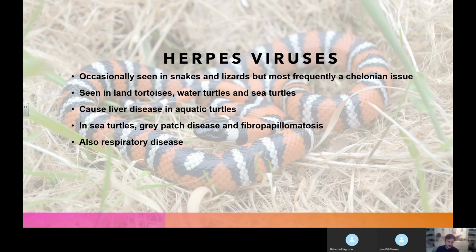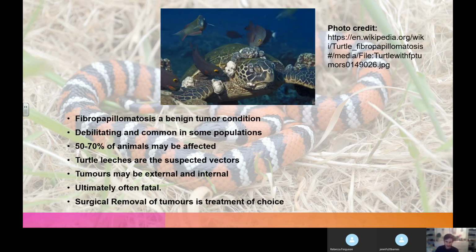And herpesviruses commonly cause liver disease, and certainly in aquatic turtles, that's typically what we observe. So liver inflammation, hepatitis, and liver necrosis. In land tortoises, we tend to see respiratory disease more commonly, and I'll talk a bit about that in a second. And then in sea turtles, we tend to see this grey patch disease where you get these grey patches over the sea turtle's body, and also fibropapillomatosis. So this is a sea turtle here. I think this is a loggerhead sea turtle.